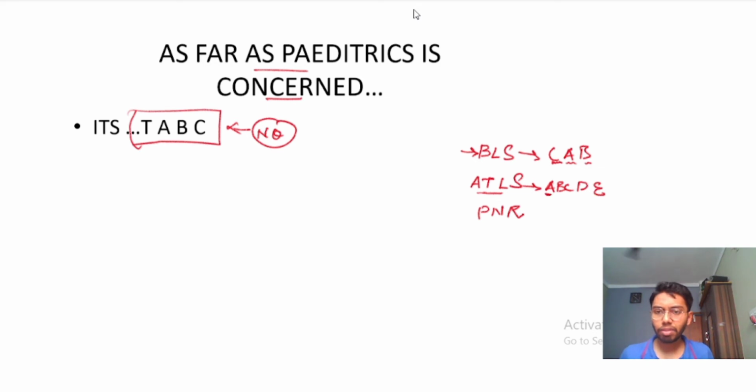A for airway: they first check the airway because aspiration is very common in a traumatic patient. That is followed by breathing, where they rule out pneumothorax. Then they check the circulation. Then they put a disability score, that is what GCS is all about. And there is exposure: they expose the whole body to see any other traumatic wound.